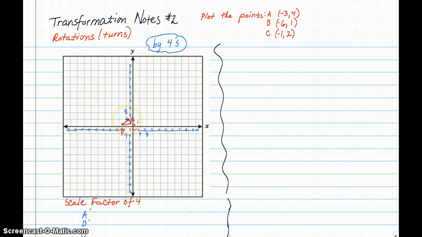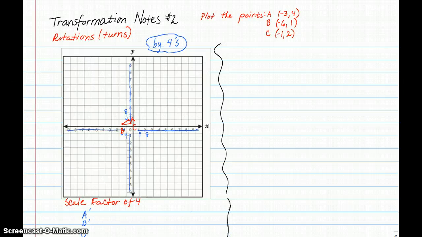There's A. And then if you go negative 6, well, that's just, there's 4 right there, and then go another middle. That's going to give you negative 6 and 1. That's going to just barely be right there. And then C is negative 1, so negative 1 is going to be right about here, and then 2 is going to be right about in the middle. So that's A, B, C. See how small the figure is.